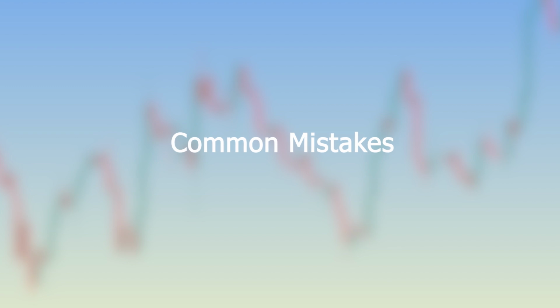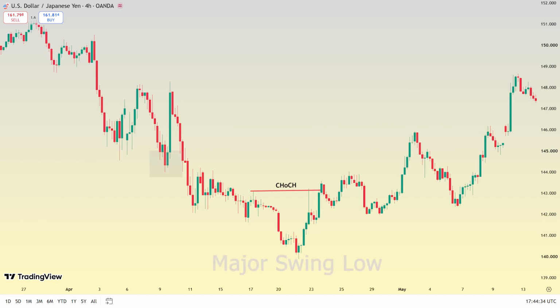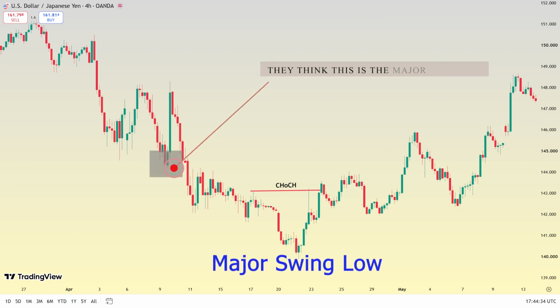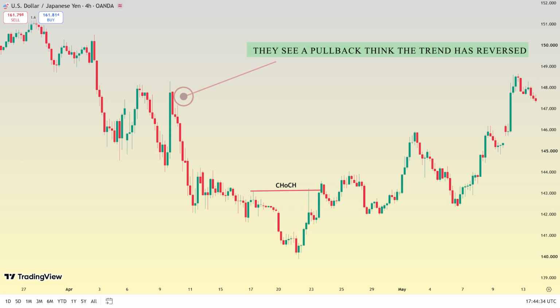Common mistakes. Now let's talk about mistakes. Mistake 1, marking every high and low as a swing. This creates noise, not structure. Mistake 2, identifying swings too early. A swing is not valid until price moves away from it. Mistake 3, ignoring context. A swing without context means nothing. And mistake 4, overreacting to pullbacks. A pullback is not a reversal. It's part of structure. If you avoid these mistakes, your chart reading improves instantly.